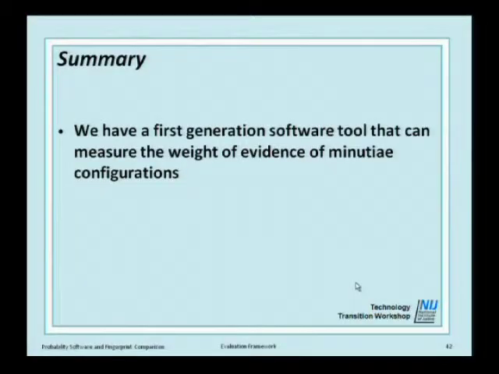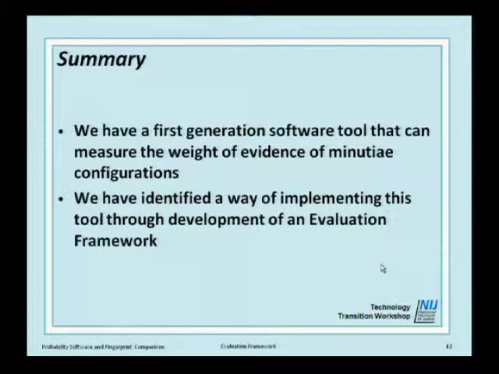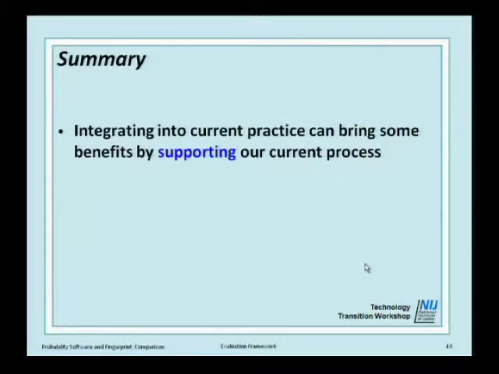Okay, so just to summarize, we've shown this first generation software, and it can measure the weight of evidence in minutiae configurations. We've identified, very briefly, that we can implement it by developing this evaluation framework that will help us actually implement it into the current process. It has fundamentally a supporting role. The big thing that this software does is support what we're already doing and support our current process.